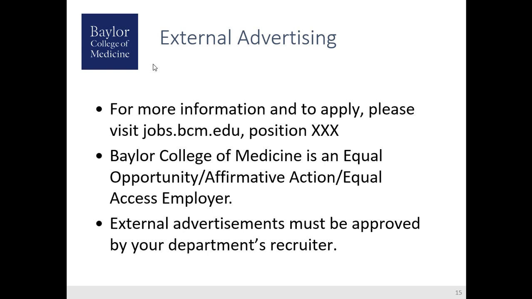You might also have external advertising that you'd like to do, maybe at a niche site that is very specific to your kind of department or lab or specialty. So when you talk with your recruiter about, hey, this is the ad I'd like to use, these are just some things that they're going to make sure are on there. So when you have something that you want to advertise, whether it's in print or whether it's an online advertisement, you would just reach out to your recruiter to get it approved.